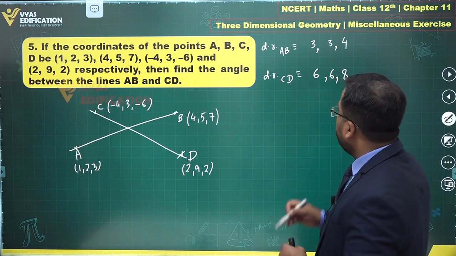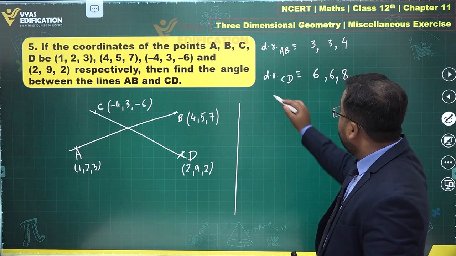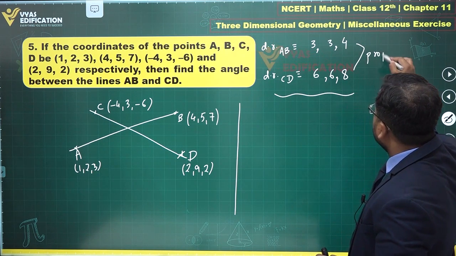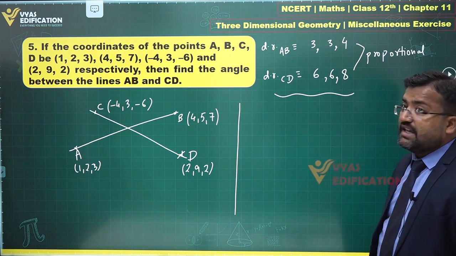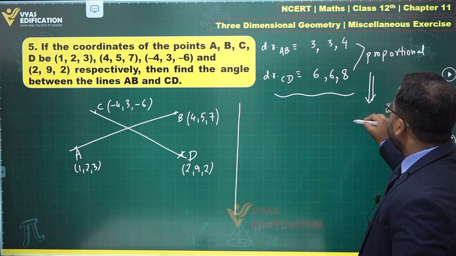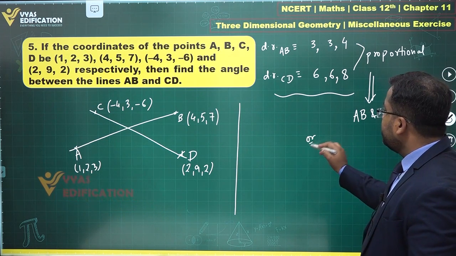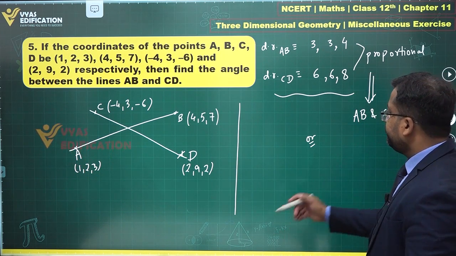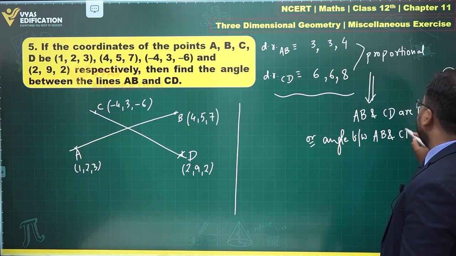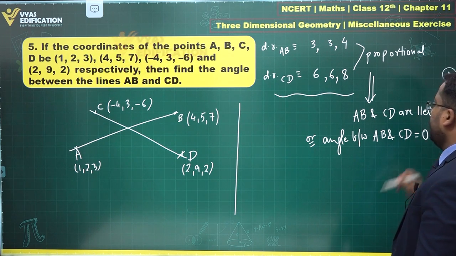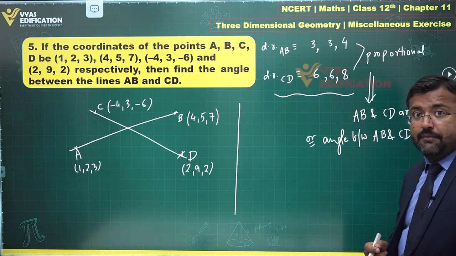But if you observe carefully, the direction ratios of AB and the direction ratios of CD are both proportional. Do you observe that? 3 times 2, 3 times 2 and 4 times 2. These are proportional. Okay, since the direction ratios are proportional, it implies that AB and CD are parallel, or you can simply say that the angle between AB and CD is equal to 0. In terms of radians you can say 0, or in terms of degrees you can say 0 degree, right?